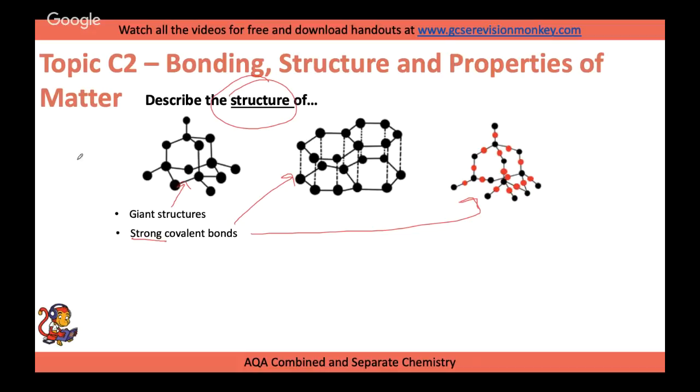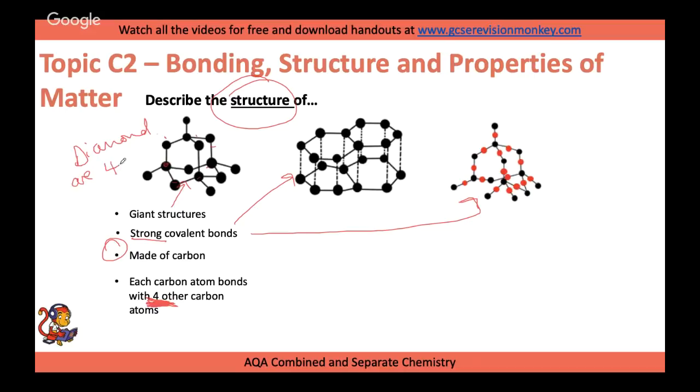Now for diamond in particular, we'll look at a couple of individual points about the structure. It's made out of carbon, hence why it's just one type of atom there. And each carbon makes 4 bonds with other carbons. That's important. Diamonds are forever.